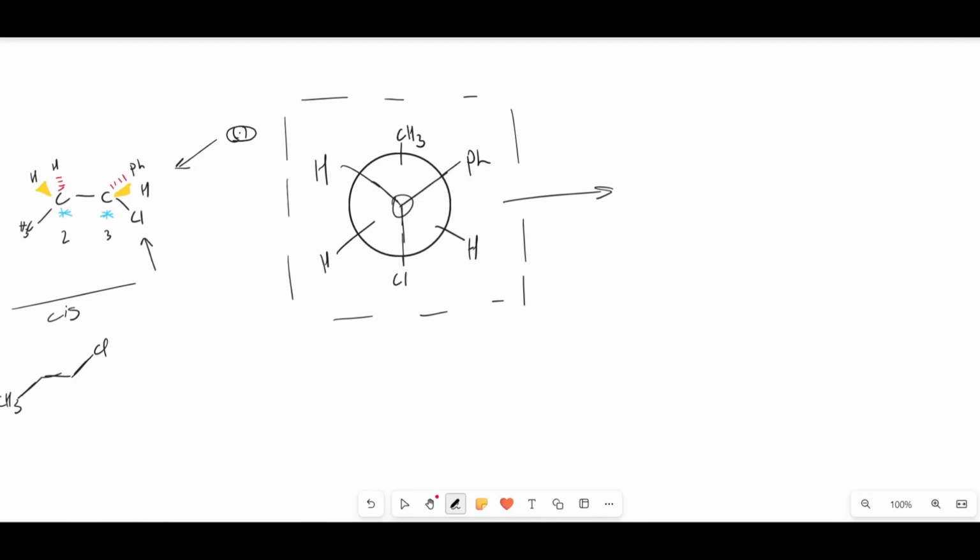Since this is the outside carbon, the one with the chlorine here, you want to face it whichever direction you really feel like looking at it. I don't mind doing it this way. We can draw it like this. Our chlorine will still go down because it's facing down, and then we'll have a dash bond and a wedge bond for the phenyl and the hydrogen.